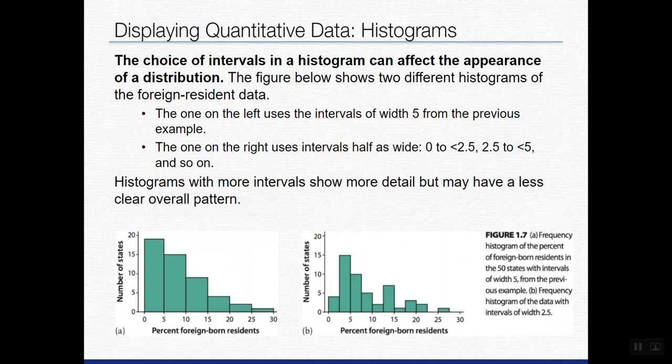When you are looking at histograms, pay attention to the width of each interval. On the left, we have a histogram with a width of 5. On the right, we have a histogram where the bars have a width of 2.5. The graph on the left shows a trend, whereas the graph on the right shows more detail. So you need to pay attention to these small things as you are looking at graphs. Are you looking at a pattern, or are you looking for more detailed information?